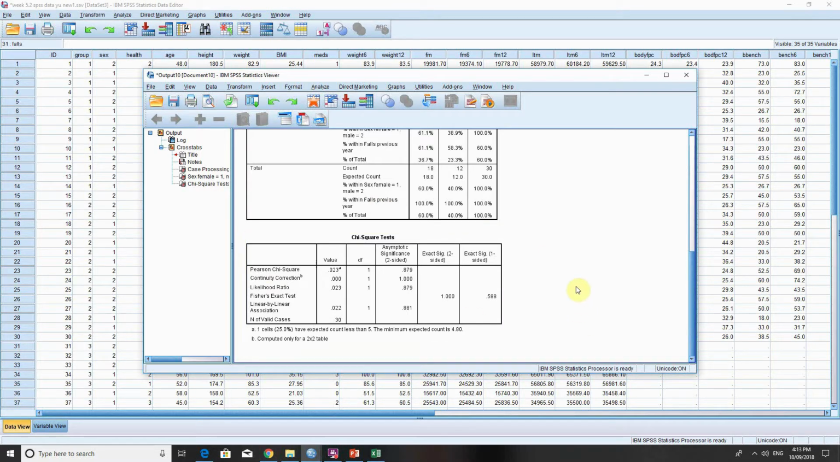So what we're looking at reporting here, quite simply, is just our Pearson chi-square value, which is 0.023, and our significance, which is 0.879. And what we can see from this is we have a non-significant result. So that tells me that there isn't a significant difference between men and women and the number of people who did or did not fall within those groups. So it means that men did not report more falls than women.